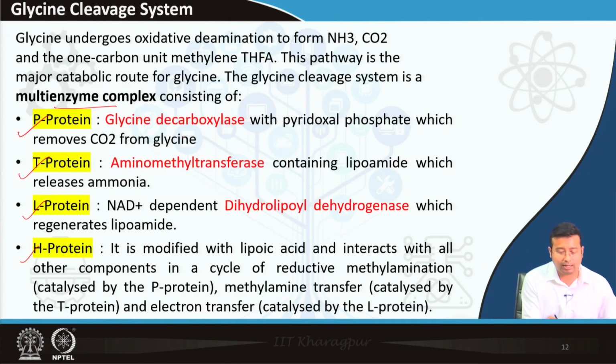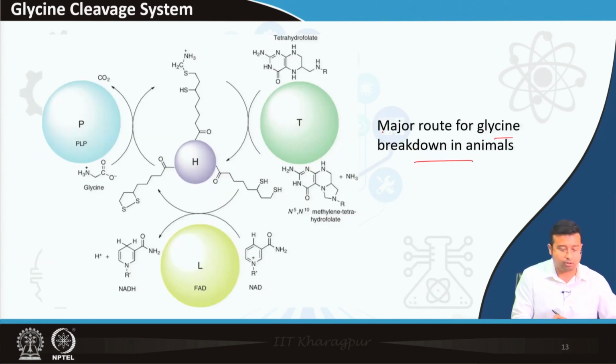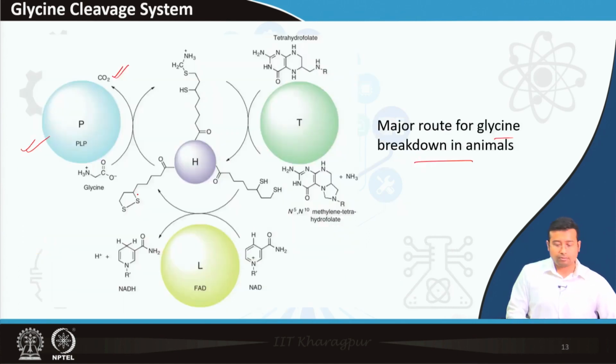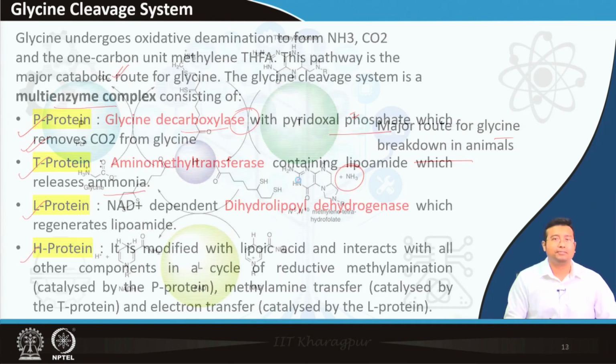The P protein is actually glycine decarboxylase, which has pyridoxal phosphate as a cofactor, and which catalyzes removal of carbon dioxide from glycine. So, this is the P protein with PLP, it removes carbon dioxide from glycine, decarboxylation, right. The T protein, this is basically a transfer of the aminomethyl group. T protein containing lipoamide, this actually releases ammonia. So, aminomethyl transferase, if you look at the T protein, it is transferring the aminomethyl group. So, here the aminomethyl transfer is occurring and ammonia is being released.